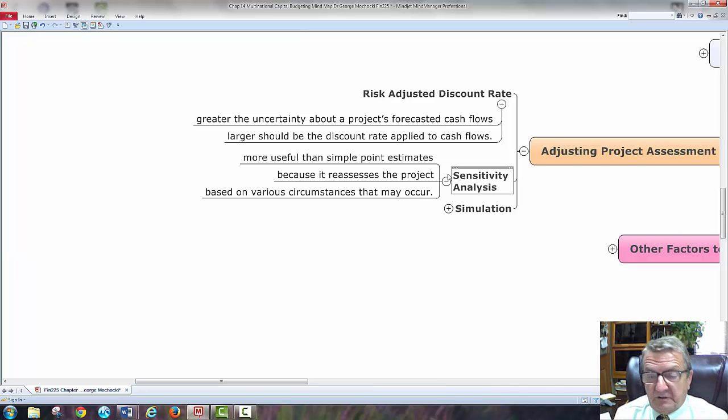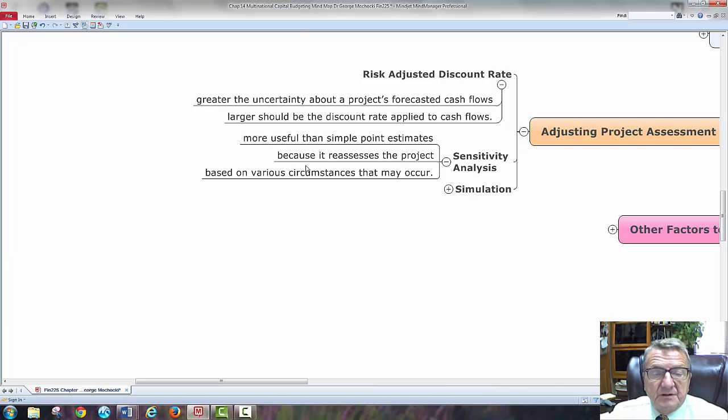So I'm going to look at the worst case scenario. If this happens here, could we sustain it for 2 years, where the stockholders say, hey, you're reducing the value of the MMC? Okay, sensitivity analysis is more useful than simple point estimates because it reassesses the project based on various circumstances that may occur.